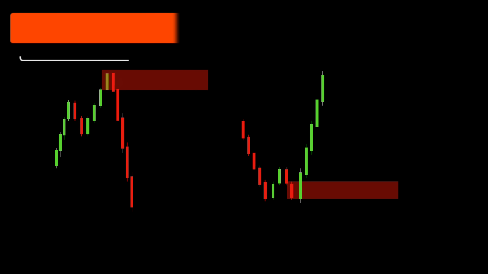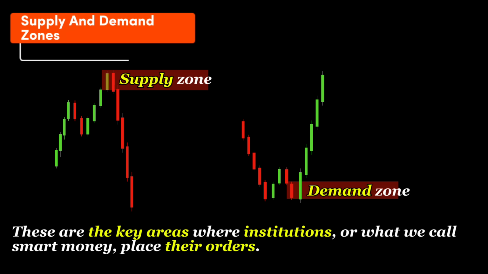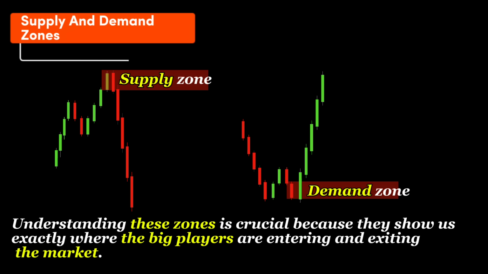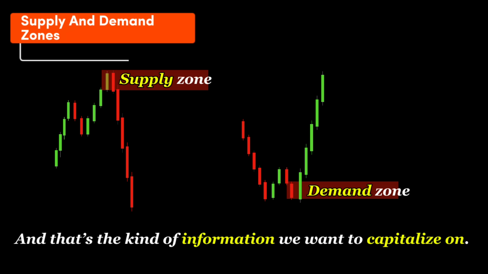Alright, let's dive into the foundation of this strategy, supply and demand zones. These are the key areas where institutions, or what we call smart money, place their orders. Understanding these zones is crucial because they show us exactly where the big players are entering and exiting the market, and that's the kind of information we want to capitalize on.